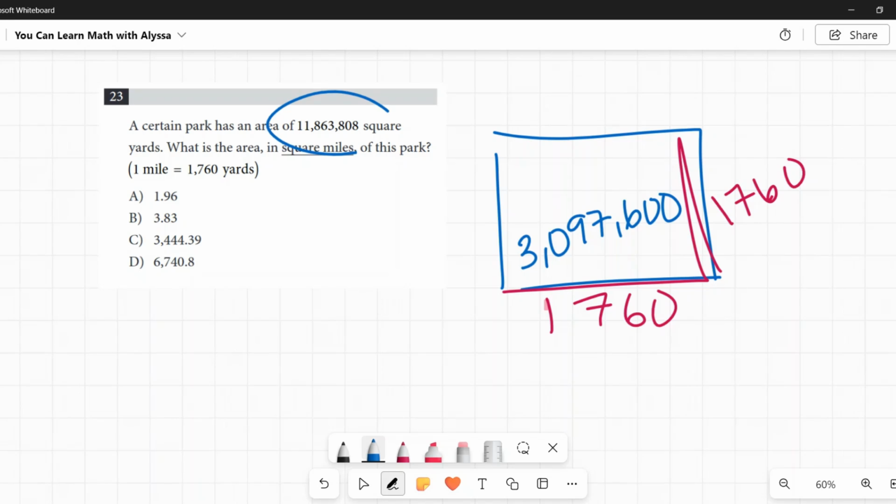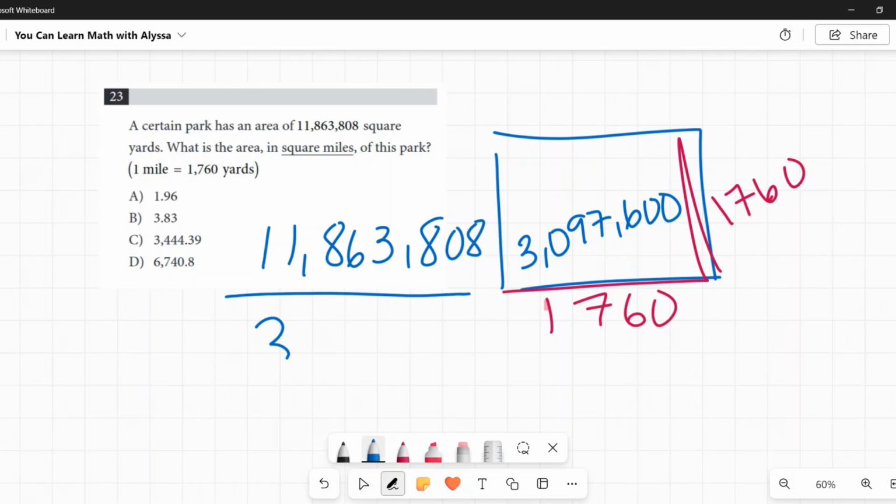So if this is how many square yards I have total, I say how many square miles is that? I need to take that number, 11,863,808. So that's how many total square yards. There are 3,097,600 square yards in a square mile, and I divide those to find out how many square miles there are, and I get B, 3.83.